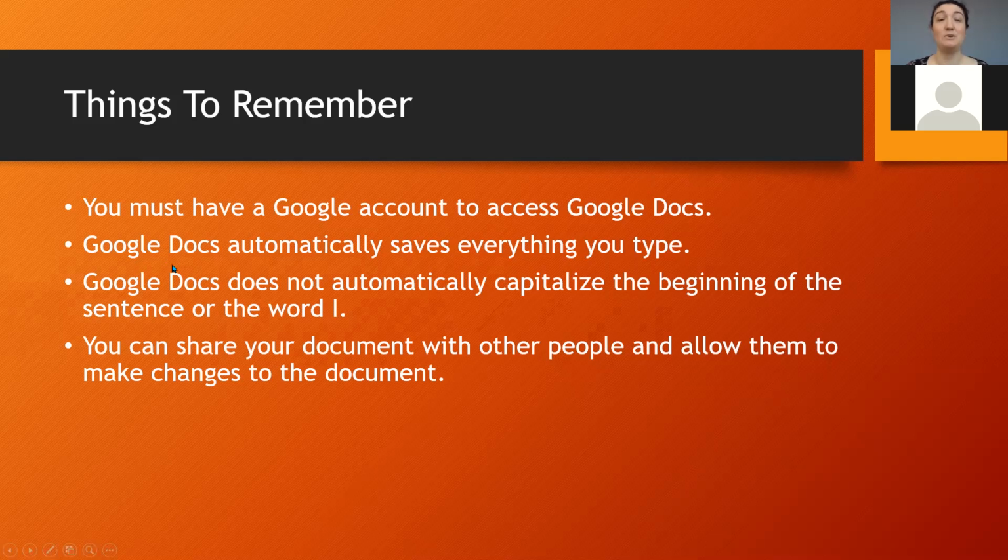Another thing to remember is that Google Docs automatically saves everything you type. So with Word, for example, you would need to go to the save button and make sure you periodically hit that. So in case something happens and it closes all of a sudden, you know that your work is saved. You don't need to do that on Google Docs. Every single word you type, it saves automatically. Google Docs does not automatically capitalize the beginning of a sentence or the word I. So that's one thing to keep in mind. Word will do that for you. Google Docs does not do that.